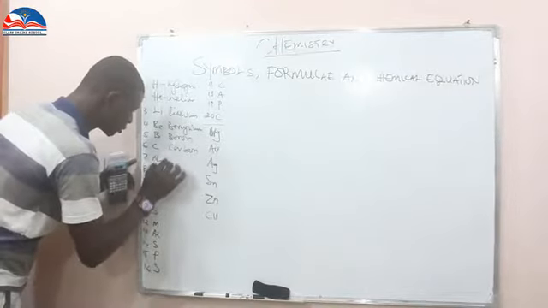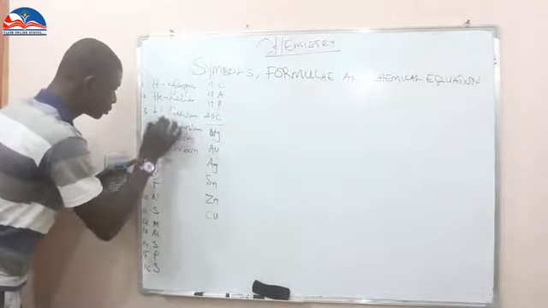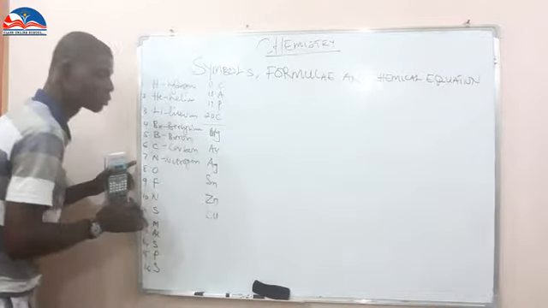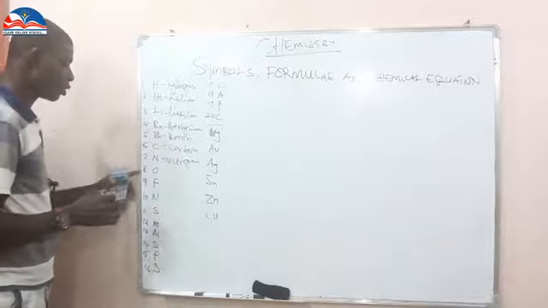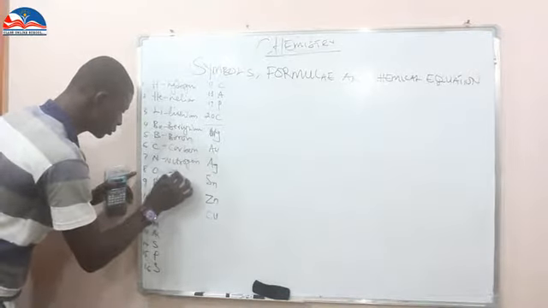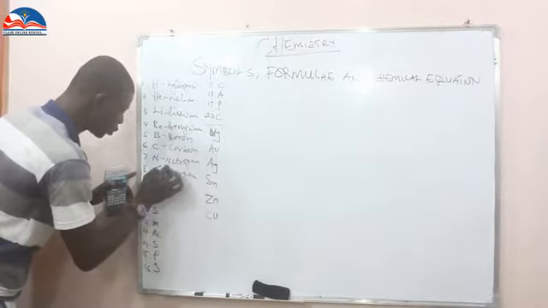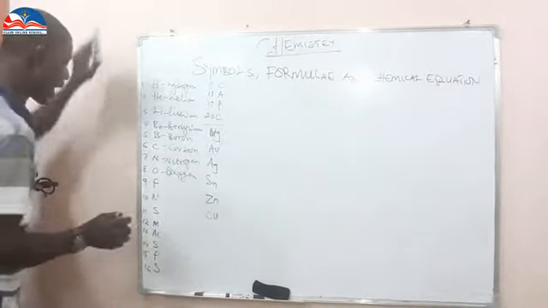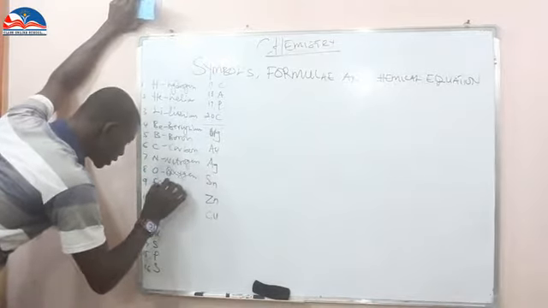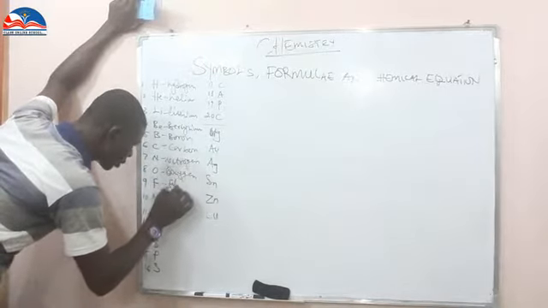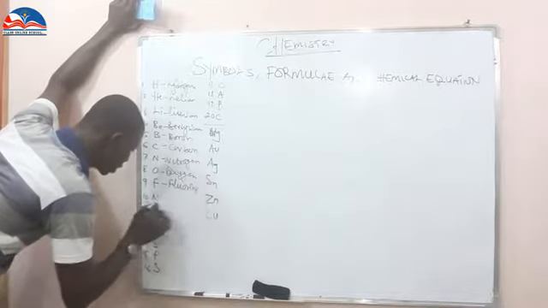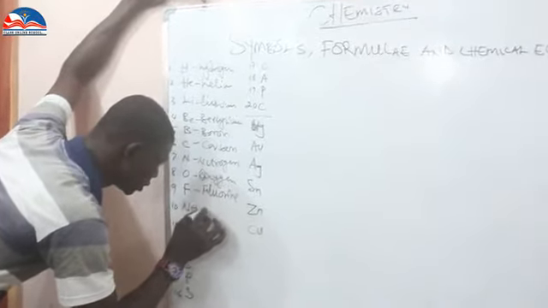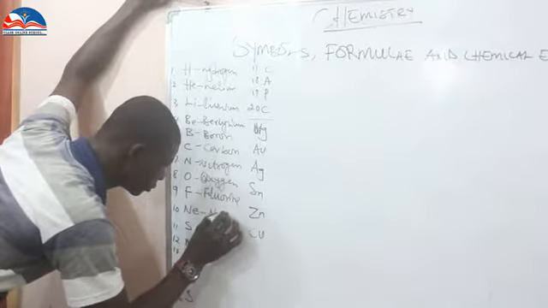N means nitrogen. O means oxygen. Please always make sure that the first letter is in capital. F means fluorine. That is the symbol. The symbol of fluorine becomes F. The symbol of neon, Ne. Neon is Ne.